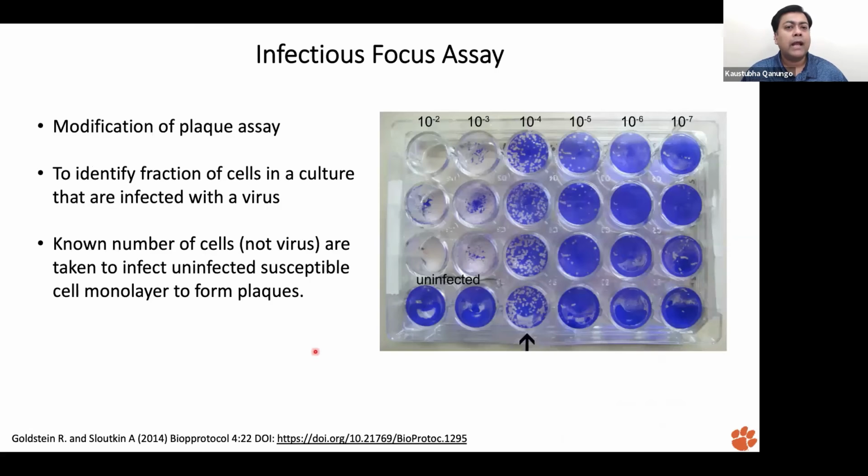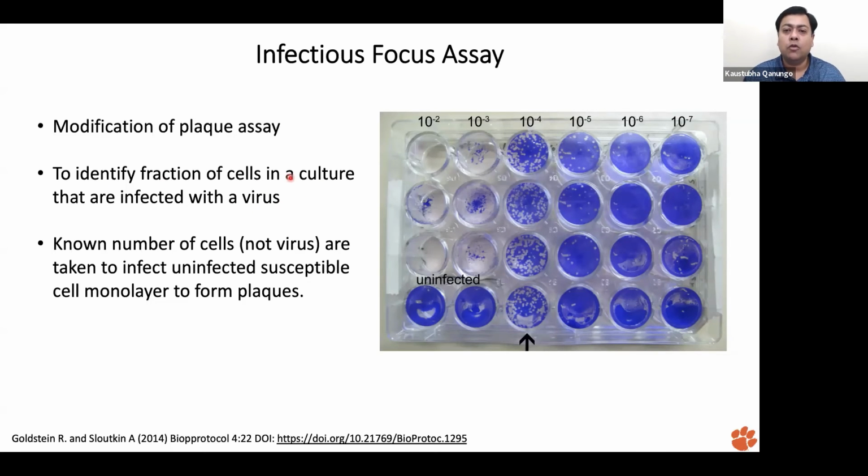Another process is called an infectious focus assay, and this is a modification of the plaque assay. This is how exactly a plaque assay actually looks like, and it looks like a plaque assay. But the modification, the infectious focus assay, is mainly used, and this is important, to identify the fraction of cells in a culture that are infected with a virus.